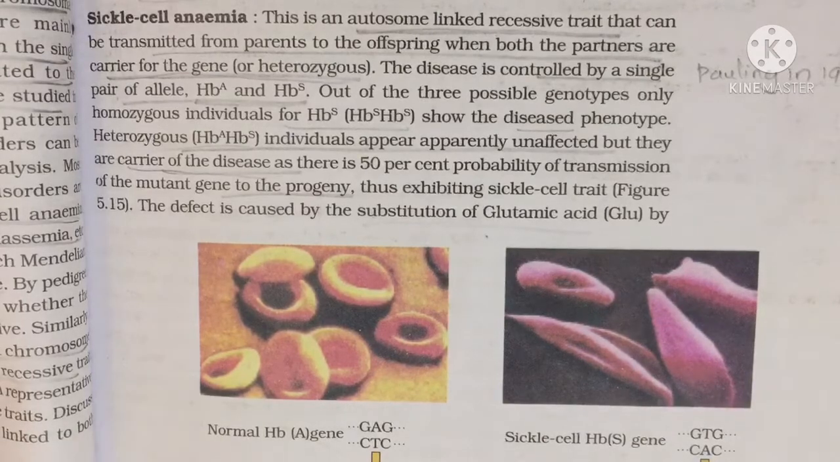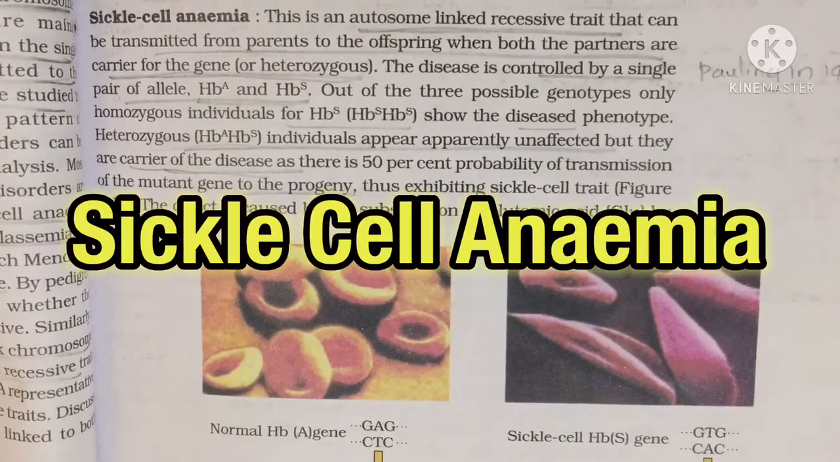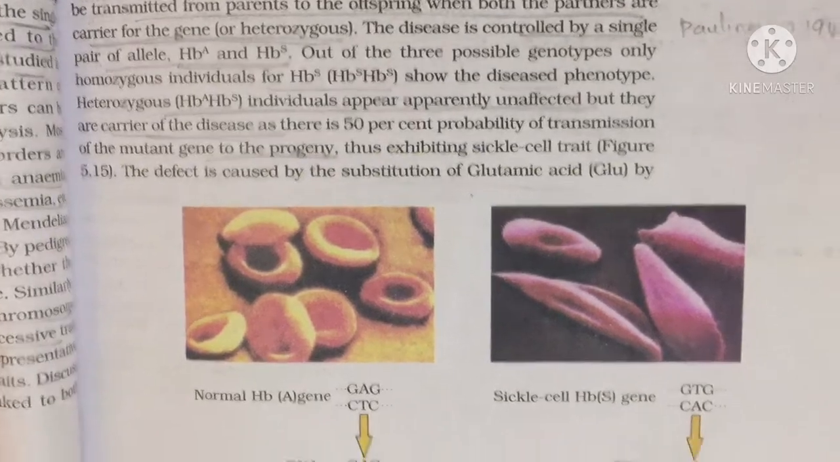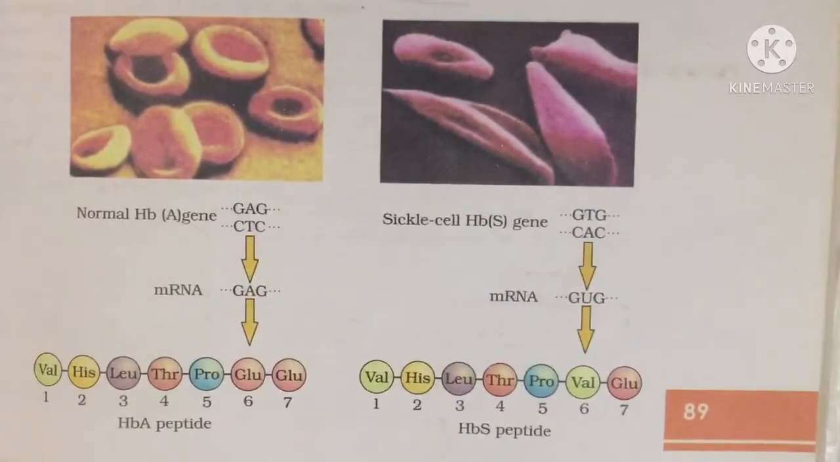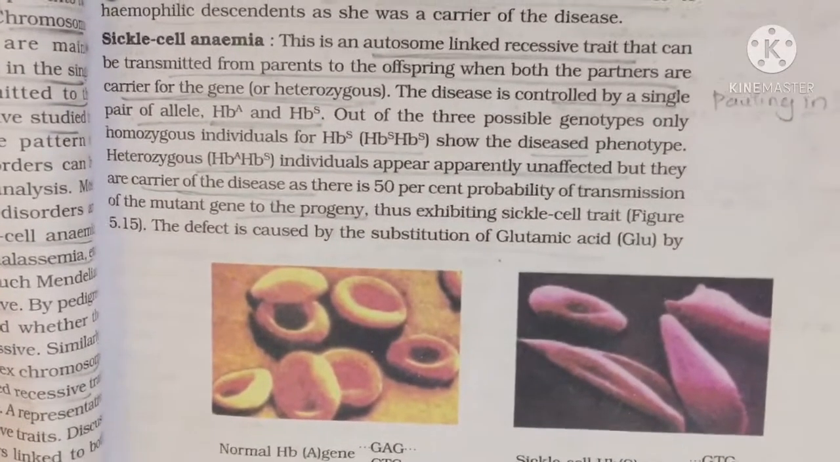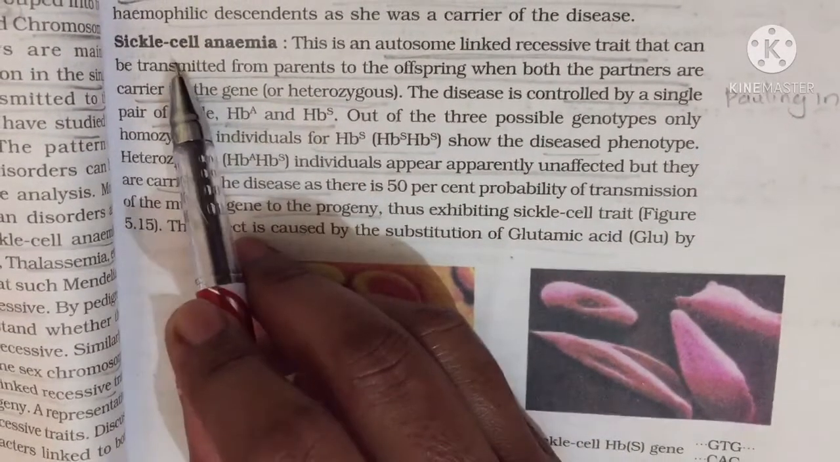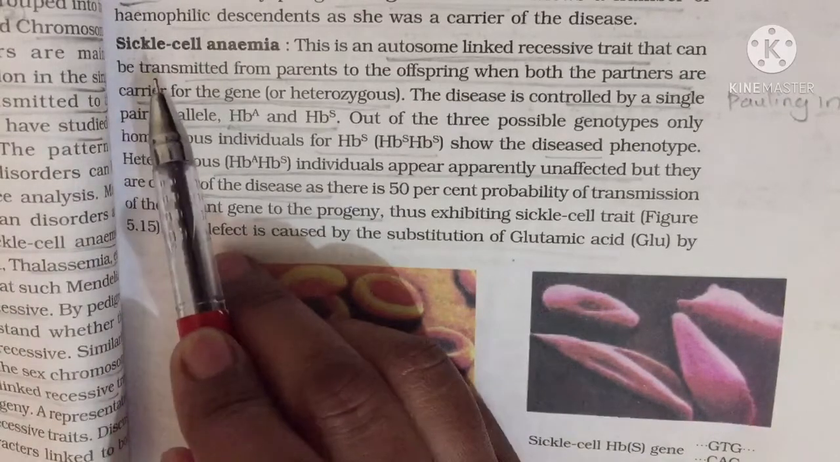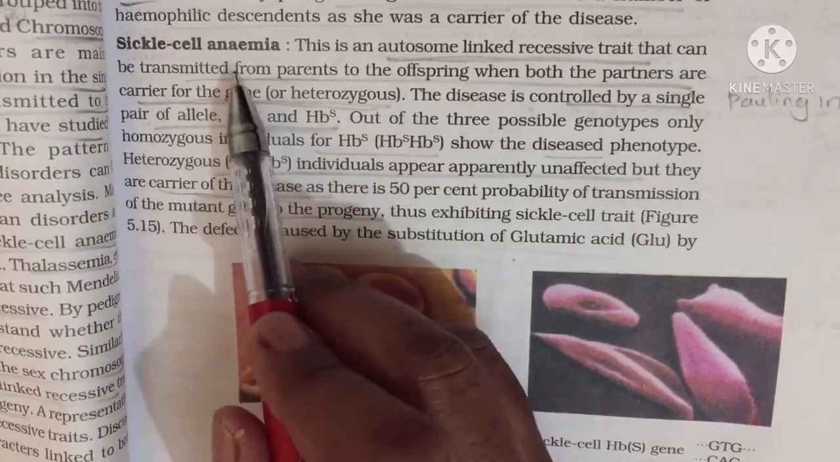In my previous video I discussed hemophilia. Now I am going to discuss sickle cell anemia. You will find sickle cell anemia in your NCERT textbook on page number 89. Sickle cell anemia comes under a Mendelian disorder. We have discussed hemophilia, and the next one is sickle cell anemia.